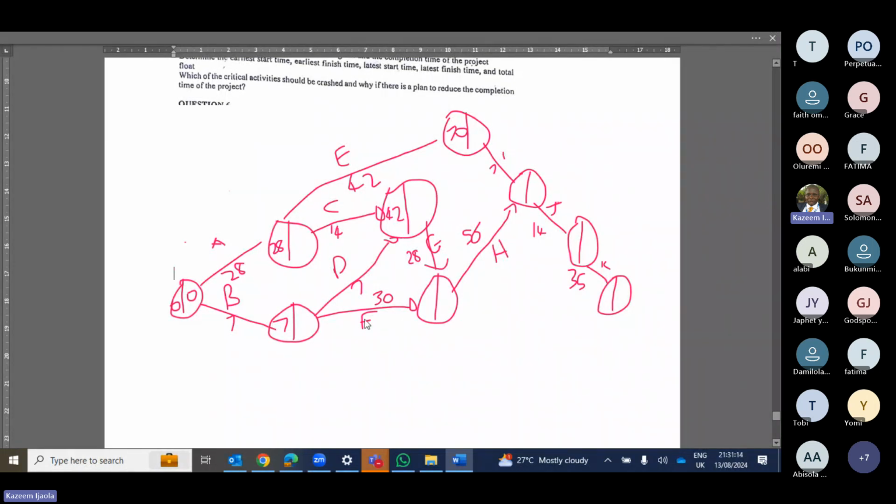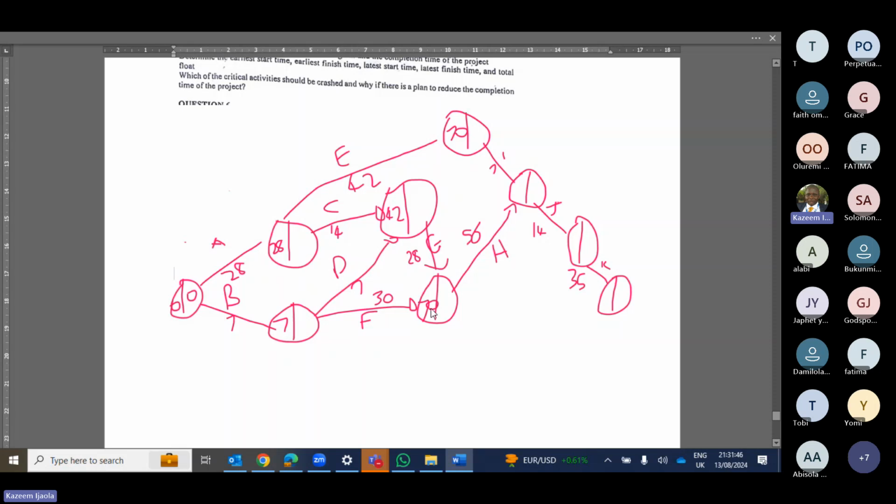Now let's move on. We are going towards these areas too. Here we have 7 plus 30, which is 37, but we cannot pick 37. You have to check. 42 plus 28 is what? 70. So it is 70 that you pick here. You can't pick 37 because 70 is higher than 37. So you pick 70 here.